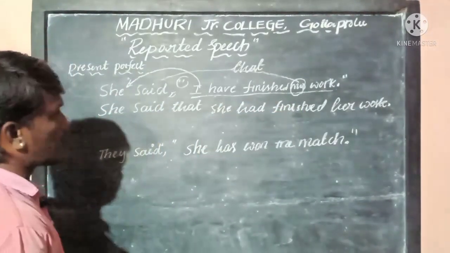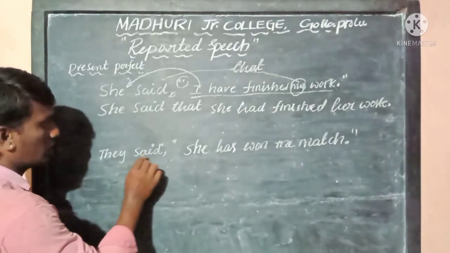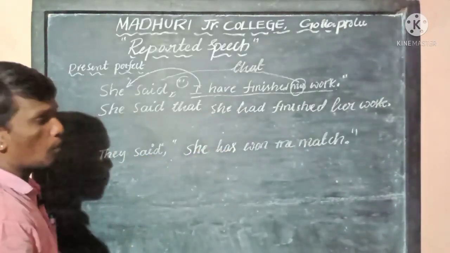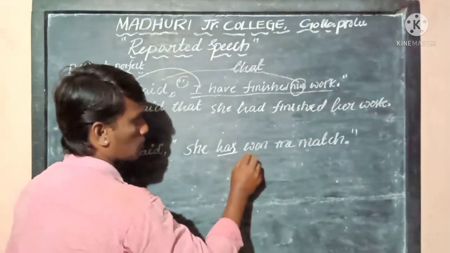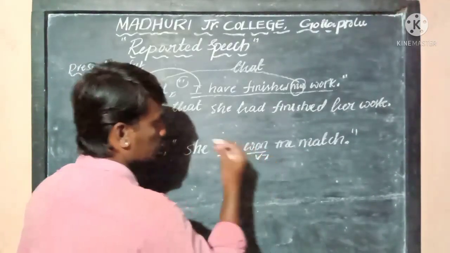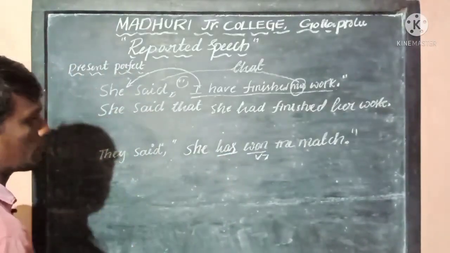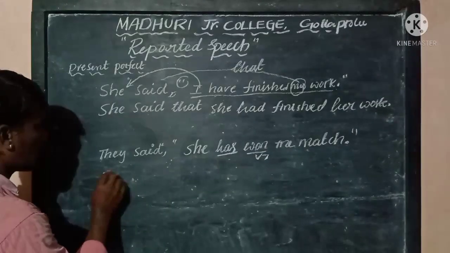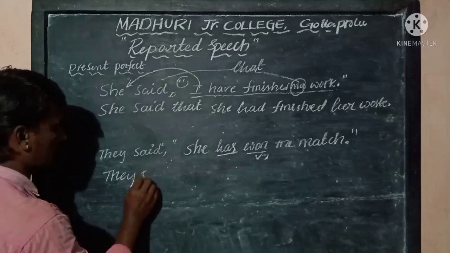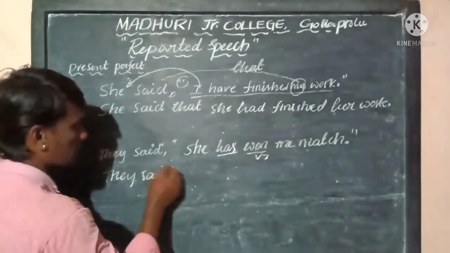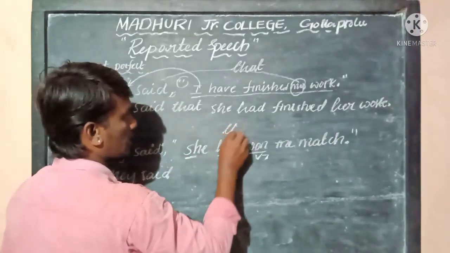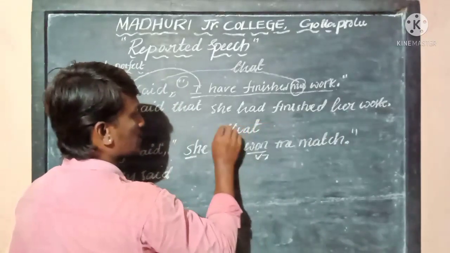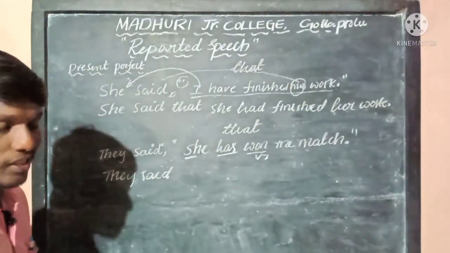Okay, and now another example. Look at another example. They said she has won the match. And now see here, have/has plus V3 plus object, so that it is also in present perfect tense. Now let us change it into "they said that". Here "they said" starts with the subject and ends with the full stop. This is a declarative sentence. As it is a declarative sentence, go for taking the conjunction that.